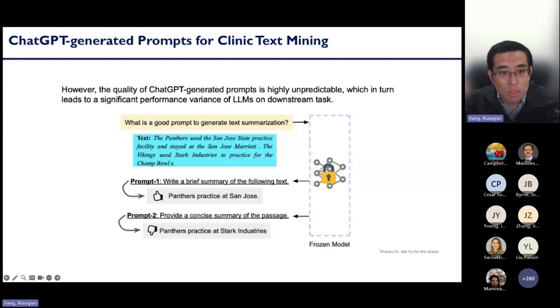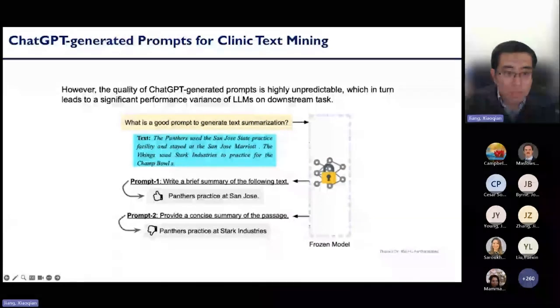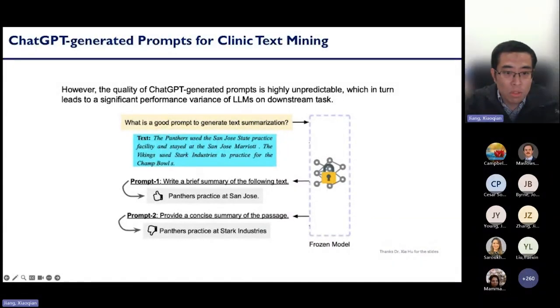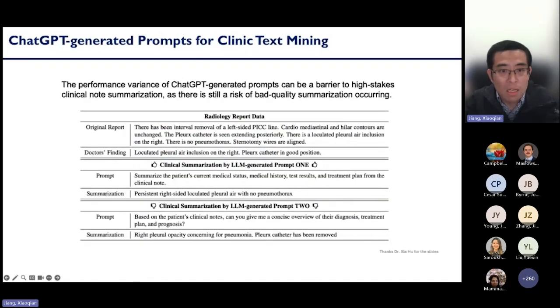For example, take this input about the San Jose State practice facility. I asked for the same summary with two prompts. The first result was accurate, and the second one was inaccurate. And this can be a big problem if you use this for medical summaries, right?